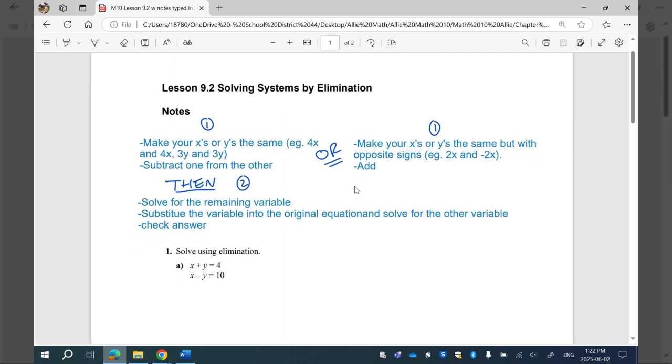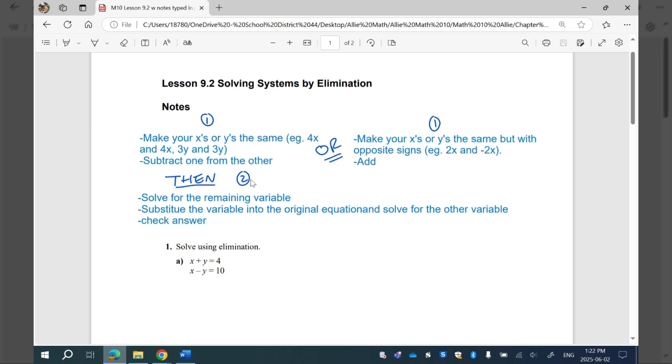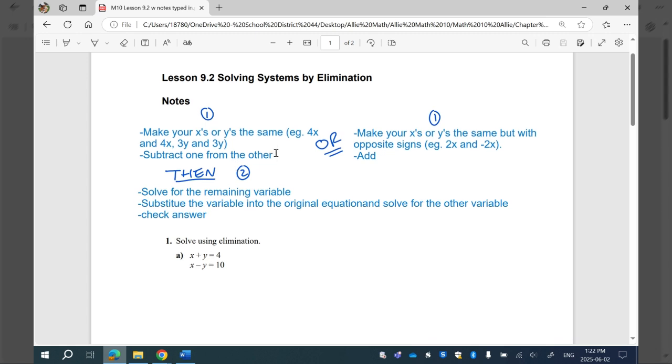Here we are, 9.2, solving systems by elimination. So last time we did substitution and now elimination. I've typed some notes for you and I'll just go over it and explain my thinking here.